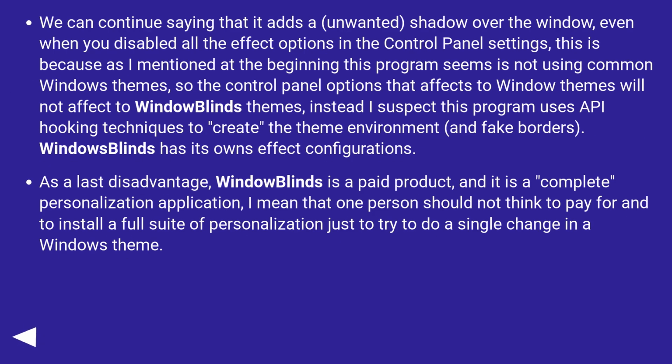We can continue saying that it adds an unwanted shadow over the window, even when you disabled all the effect options in the control panel settings. This is because, as I mentioned at the beginning, this program is not using common Windows themes, so the control panel options that affect Windows themes will not affect Window Blinds themes. Instead, I suspect this program uses API hooking techniques to create the theme environment and fake borders. Window Blinds has its own effect configurations.